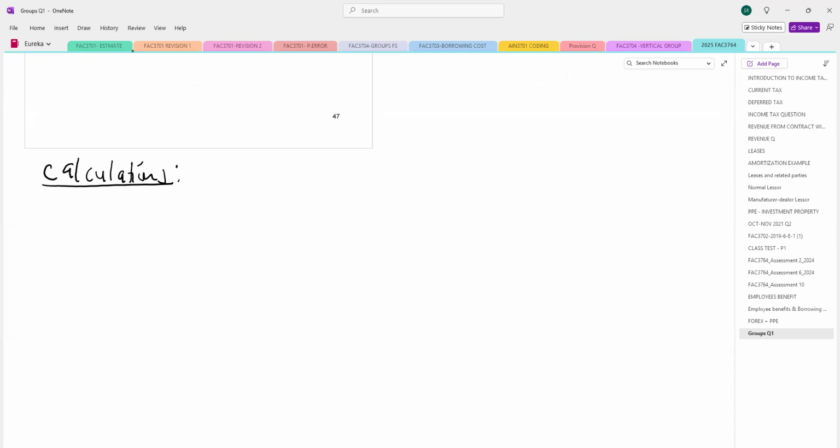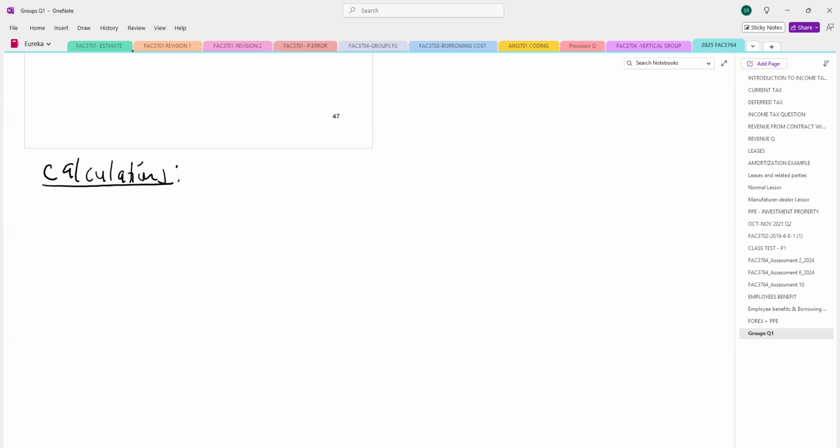So I have to get my group structure. I also need to know, is it a horizontal group or is it a vertical group? Right. So we do understand that they're no longer testing vertical groups. It's only horizontal groups that we have to worry about. But then again, I need to know my group structure and my forms of investments.